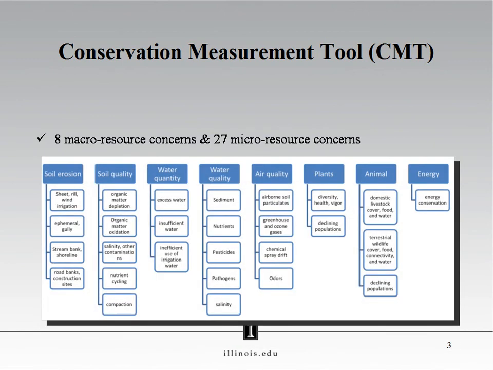The 8 macro resource concerns include soil erosion, soil quality, water quantity and quality, air quality, plants, animals, and energy conservation. These 8 macro resource concerns are further broken down into micro resource concerns that were chosen as best representing the significant resource issues on working land.